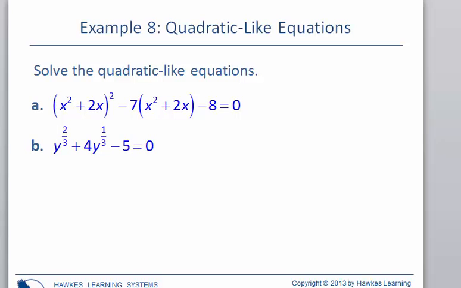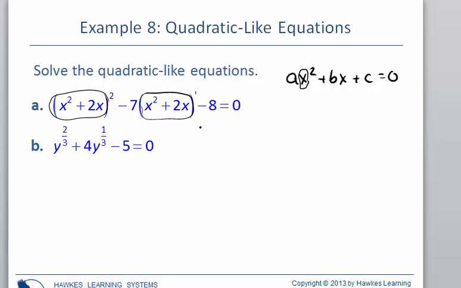If we look at part A, we can see that it is quadratic in form because we know that a quadratic equation has the format of ax squared plus bx plus c is equal to 0. So quadratic in form means that you have a variable, in this case x squared plus 2x, that is squared. You then have a number times that same variable to the first power. And then you have a c value that sits by itself without a variable, which we have as well.